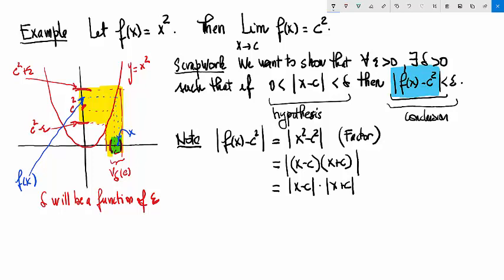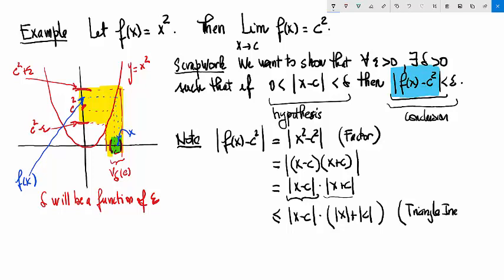All right. Okay, so then I can do that, and I know I can control this thing here. I don't know whether I can control this or not, but I do have the triangle inequality, right? So this would be the absolute value of x minus c times the absolute value of x plus the absolute value of c, and this is by the triangle inequality.